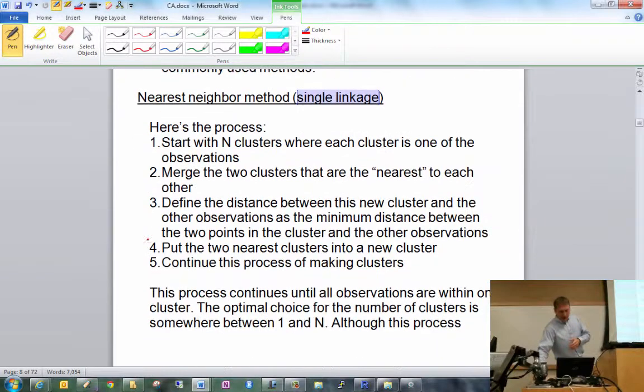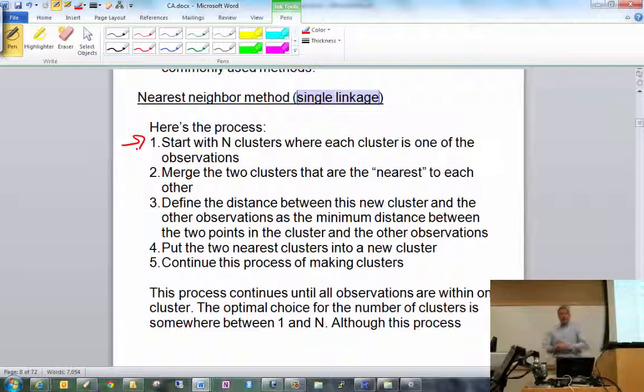Let's take a look at the first one here. We're going to talk about 5 different methods. The reason why we're talking about 5 is because no one method is the best overall. And we're going to talk about a method called nearest neighbor. You also will see this referred to as single linkage. Terminology, unfortunately, is not consistent across applications. And here's nearest neighbor. In fact, I essentially already showed you what nearest neighbor was when I was drawing on the plot.